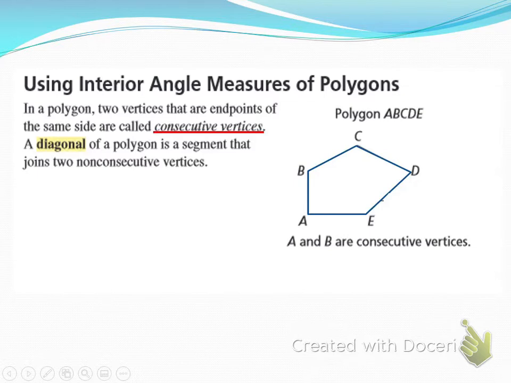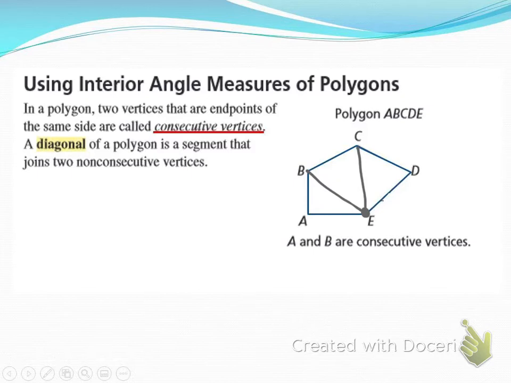Why does that matter? We're going to be finding out how many degrees fit inside of any polygon. And to do that, we're going to draw diagonals. You picked E, right? EA is not a diagonal. Is EB a diagonal? Yes. Is EC a diagonal? Yes. Is ED a diagonal? No.